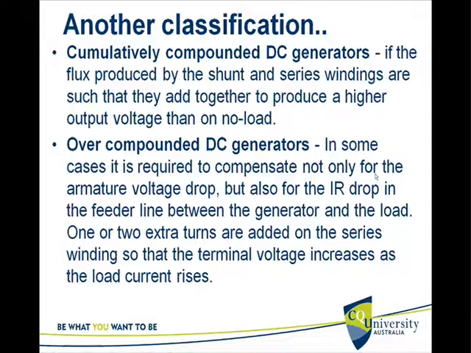Overcompounded generators. In some cases it is required to compensate not only for the armature voltage drop but also for the IR drop in the feeder line, when the generator supplies a lengthy transmission line which connects the generator to the load. If that is the case, then the drop in the feeder should also be compensated to get the nominal rated voltage at the load end. So then we use this over compounding.